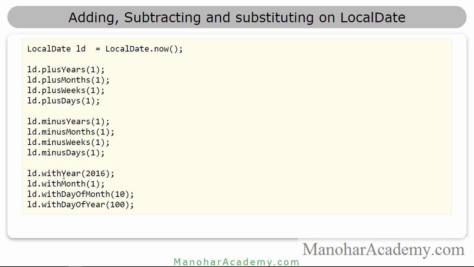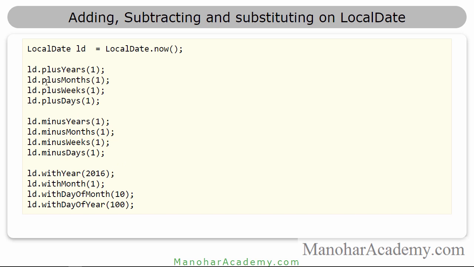For example, if you have January 1st 2015 in the variable or in the object, if you call with year 2016, instead of 2015 January 1st, you are going to get 2016 January 1st. So only the year part will be replaced, or you will get a new object with this particular year. You will get a new object with this particular month. You will get a new object with this particular day of month, but other things will remain the same. For example, year won't change. Only the date will change, not even the month. But if you call with day of year, even the month can change.